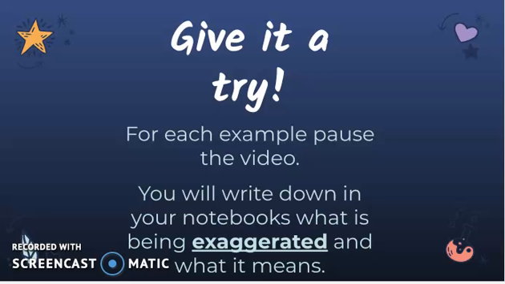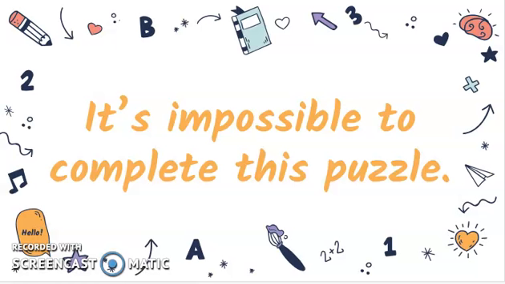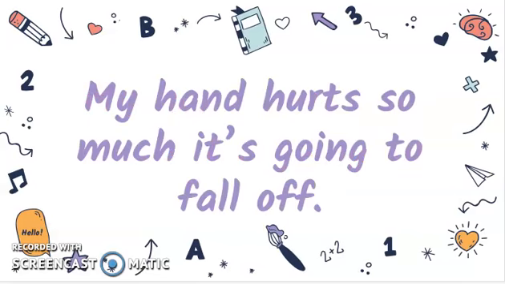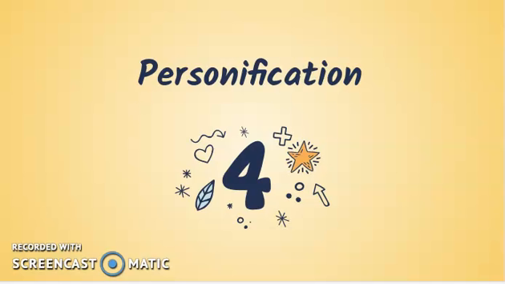Alright, it's your guys' turn again. This time, you will write down in your notebook or on your piece of paper what is being exaggerated and what it means. Alright, here we go. It's impossible to complete this puzzle. Go ahead and pause the video. Once you have finished, resume the video. Here's the next one. My hand hurts so much it's going to fall off. Pause and resume when you're done. Great job! Alright, this is the last one.